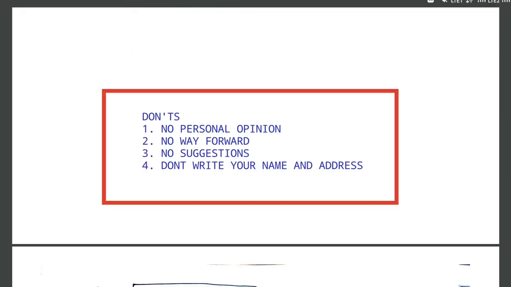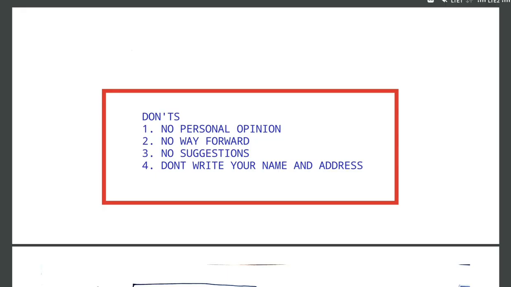A few things that we have to keep in mind: we should start our report in past tense only, unless there is some other requirement. And then let's see these four don'ts. You don't have to write your personal opinion, and in the last paragraph there is no need to write a way forward, and no need to give any suggestion. You will just have to write a simple report, and you can leave it open ended also. And then this one is, don't write your name and address.